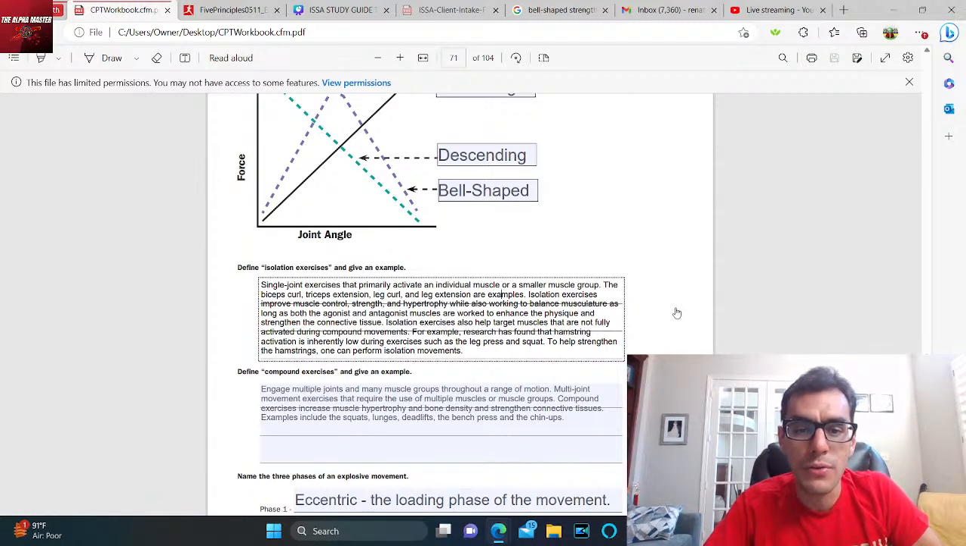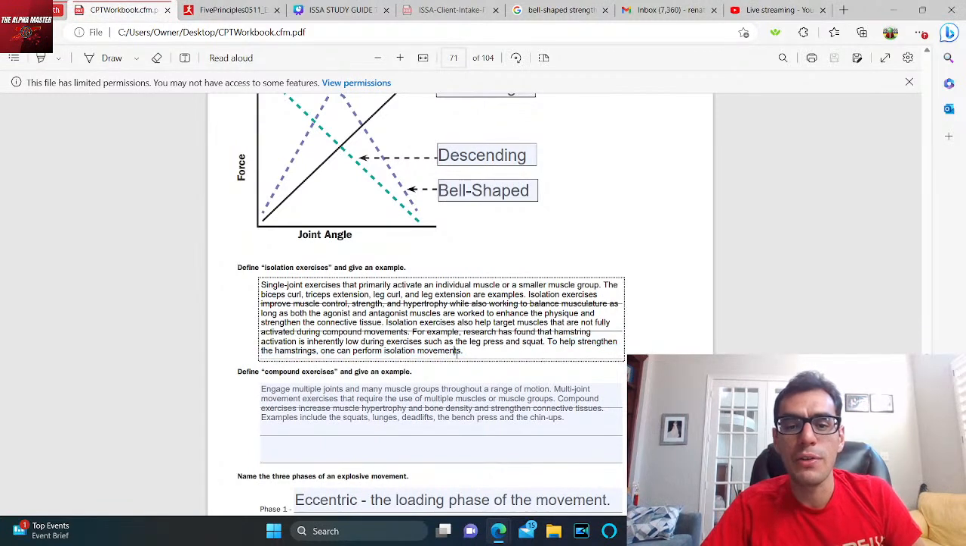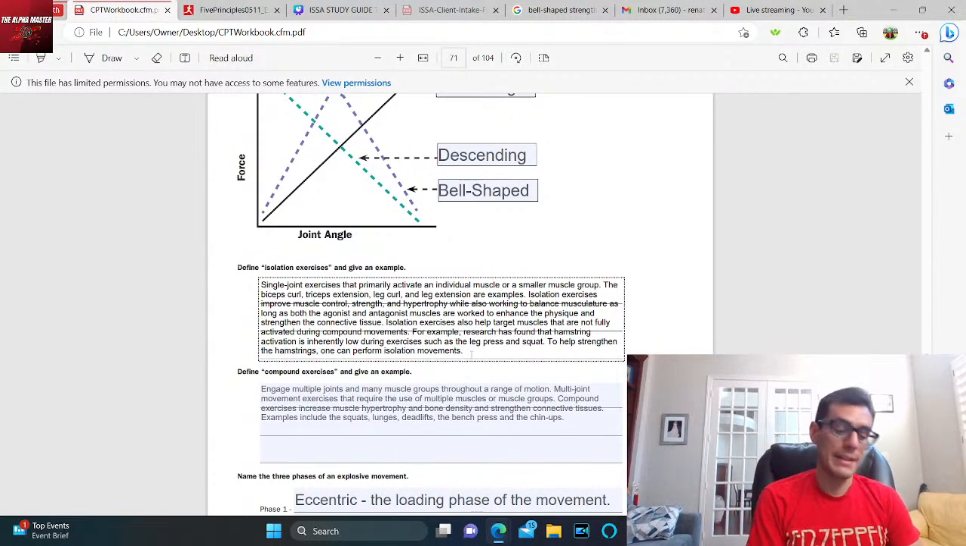Isolation exercises improve muscle control, strength and hypertrophy while also working to balance musculature as long as both the agonist and antagonist muscles are worked to enhance the physique and strengthen the connective tissue. Isolation exercises also help target muscles that are not fully activated during compound movements. For example, research has found that hamstrings activation is inherently low during exercises such as the leg press or the squat. To help strengthen the hamstrings, one can perform isolation movements. Isolation exercises focus on one muscle group specifically.